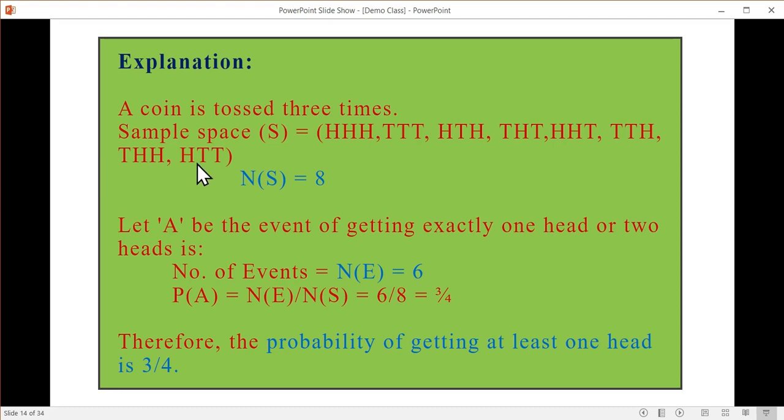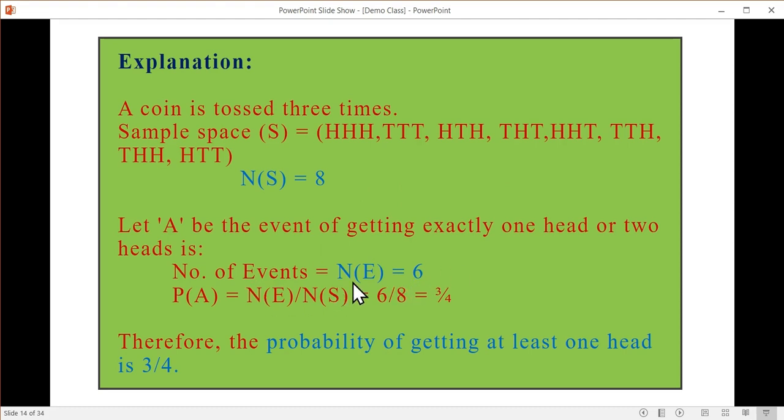So totally six possibilities are there for getting one head or two heads, not three heads. So don't count this value. Only count the values which have one head or two heads. So the total count is n of e, the event, equal to 6.